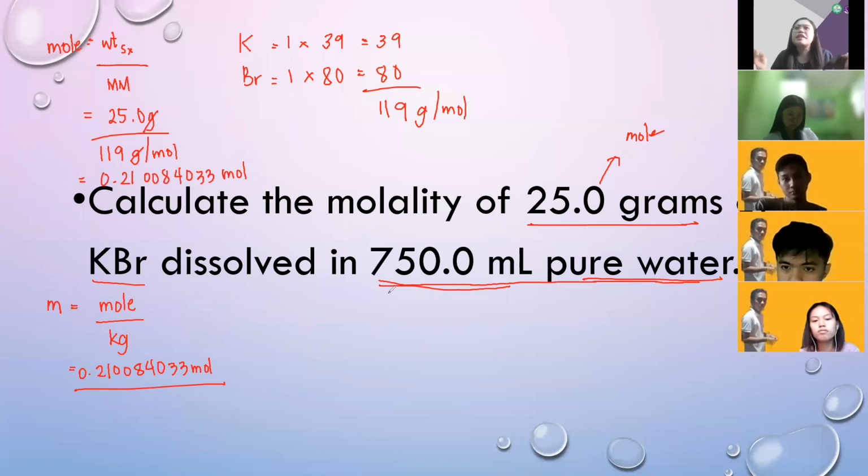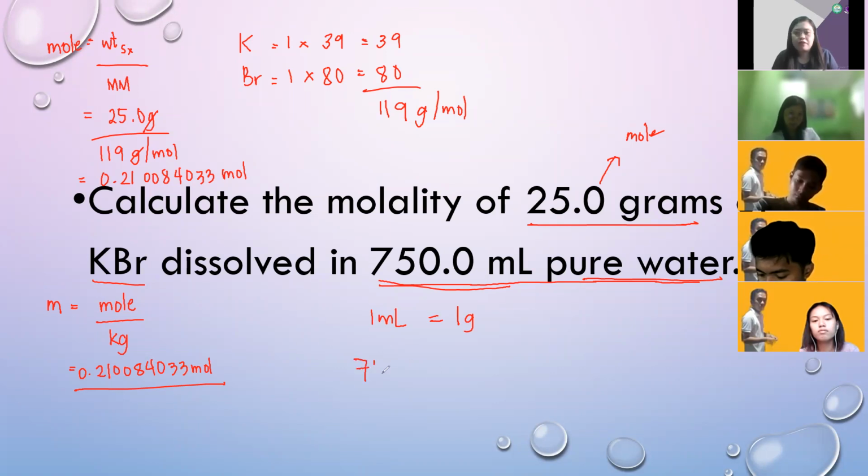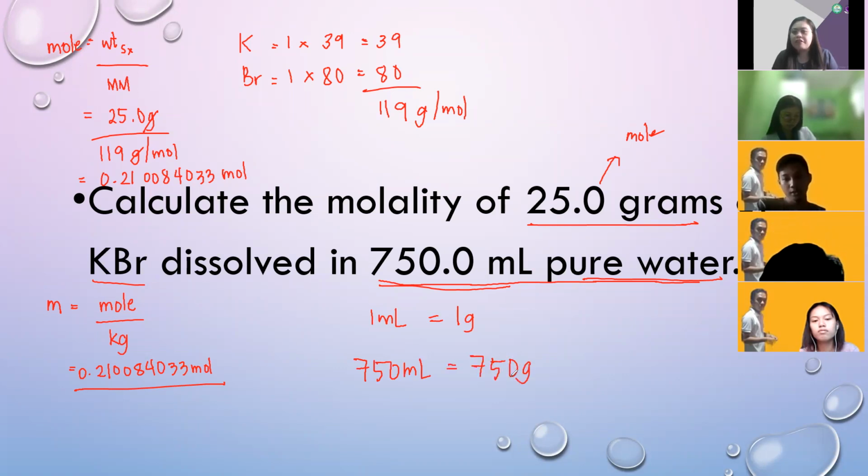So, ganito class, pag pure water, this is only applicable for pure water. 1 ml of pure water is equivalent to 1 gram. Okay? Ang weight ng isang ml ng tubig is 1 gram. So definitely, if you have 750 ml here, this is equivalent to 750 grams. Okay? Do not forget that this is only applicable for pure water.